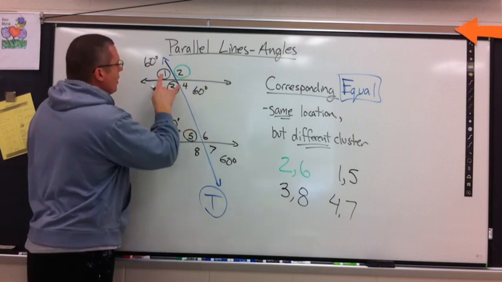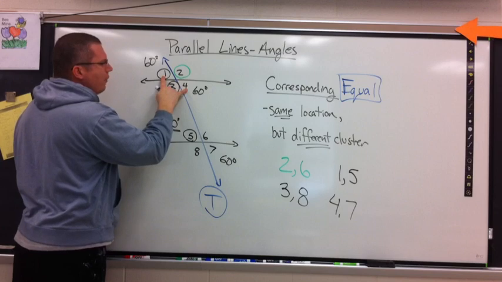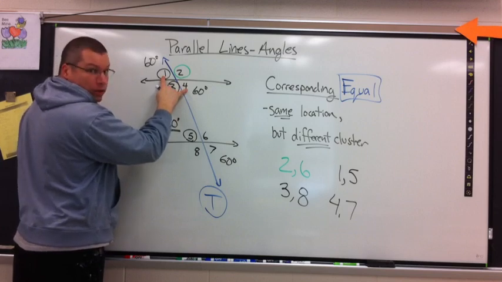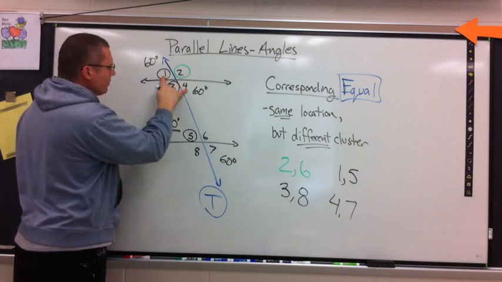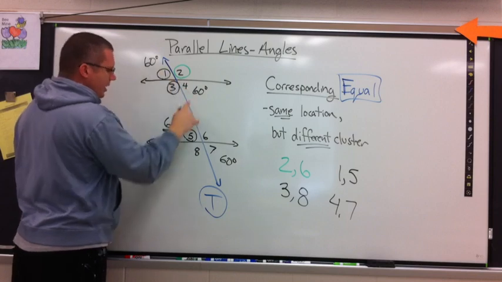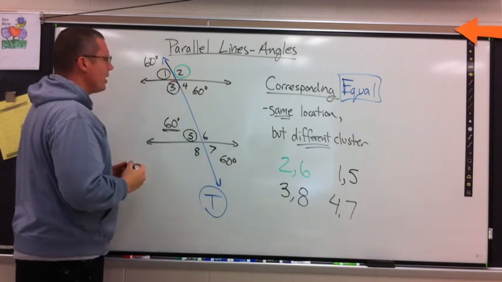Now why does that work? Because look at 1 and 4. Angle 1 and 4 are back to back, which are vertical. These two are equal. 60, 60, 60, 60. So notice how they pair together.